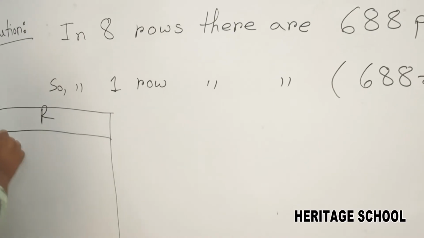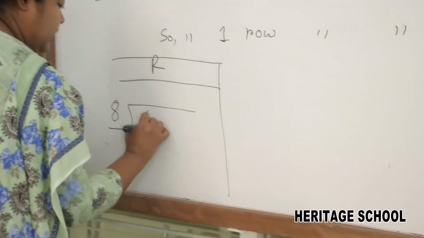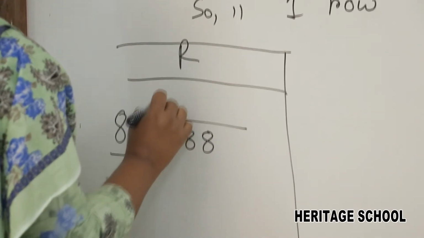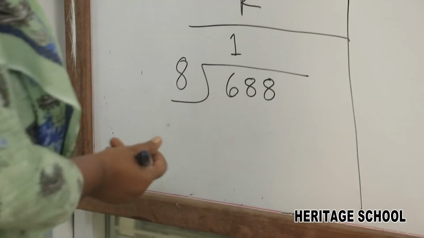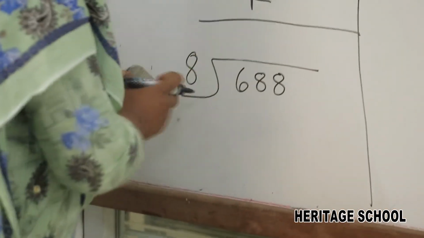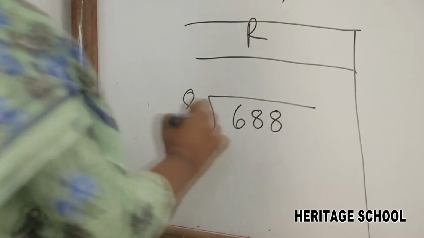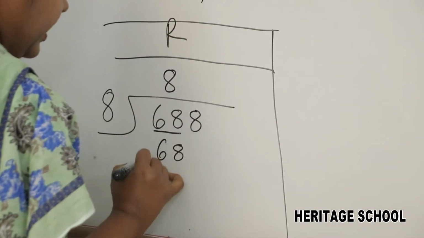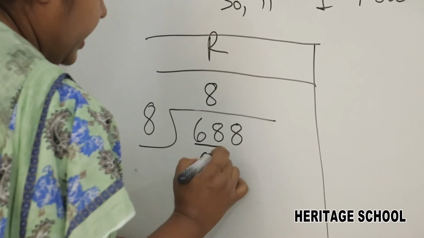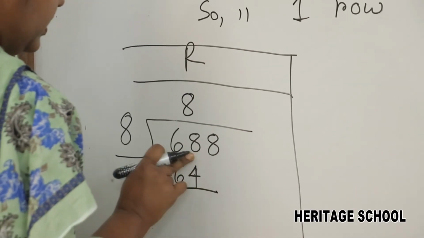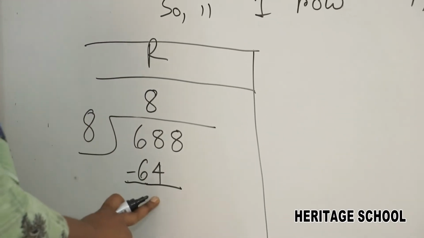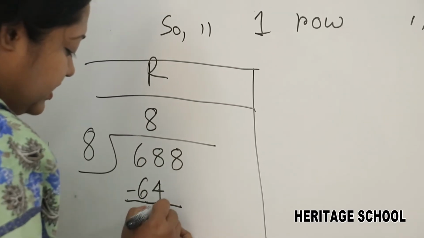Rough is a must. We have to show the rough. In your copy, on the left side or right side, you can show this rough where you get space. 8 ones are 8. We cannot take because 6 is less than 8. So here we have to take 2 digits, 68. 8 8s are 64. 68 minus 64 is 4.